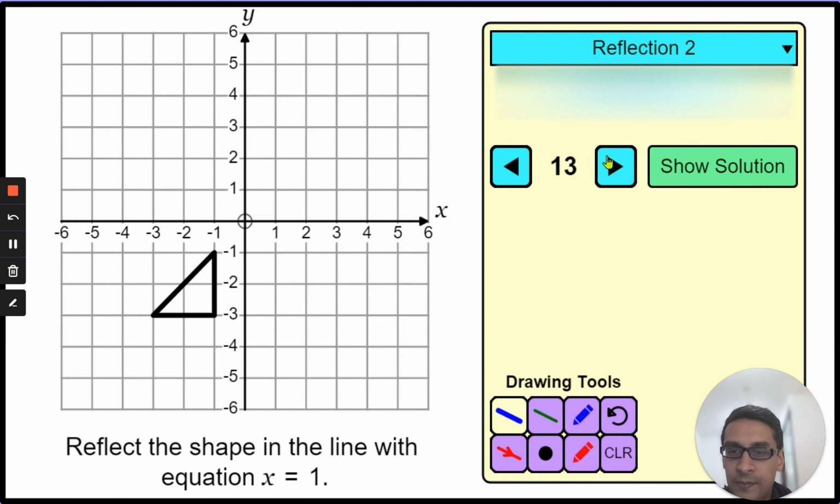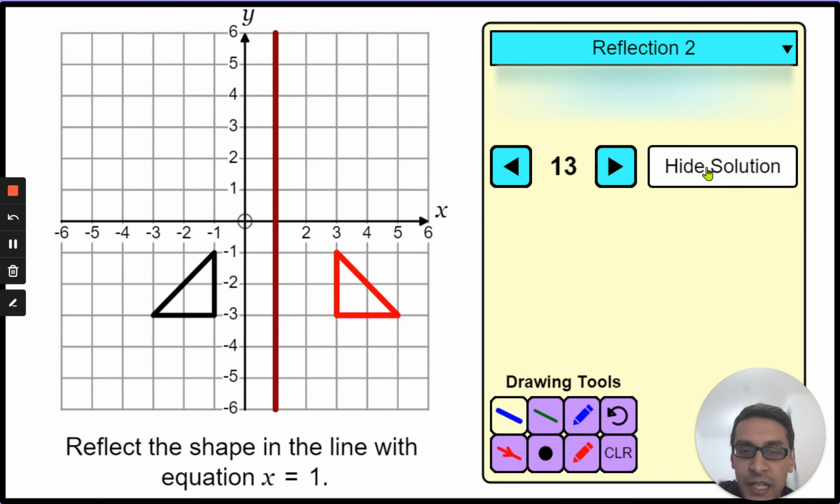Question 13. Reflect the shape in the line with equation x equals 1. So x equals 1 is, well, there's x equals 1. Now do we go up or do we go across? Well, it's going to be a vertical line, x equals 1. And then we can see our reflection. I'm not going to keep you in suspense, you can figure this one out. There's your reflection.